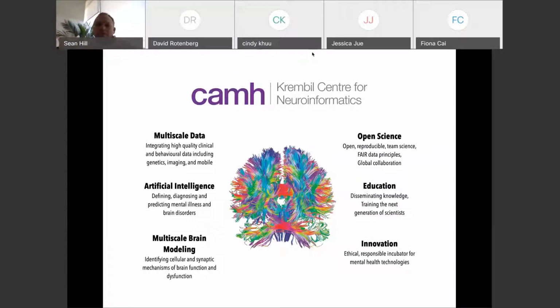Now, all of this is done at the center in an open science, collaborative team environment. A core part of our mission and mandate is to train the next generation of scientists. So we have a lot of educational activities, workshop series, and courses, including a Casey and I summer school that I encourage you to look up. In addition, we have a mandate to look at how we accelerate the translation of technologies, algorithms, and so on to the clinic through an innovation initiative.